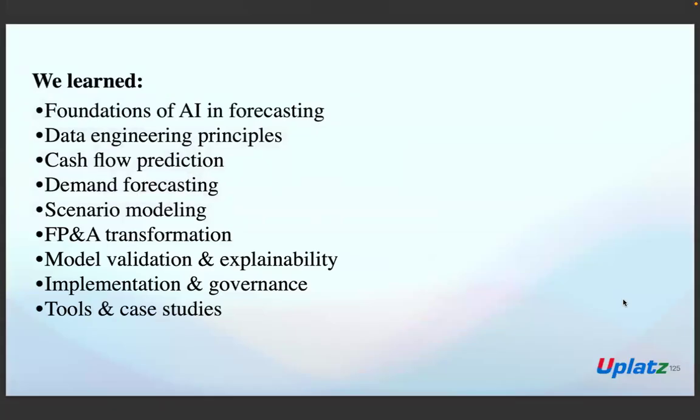So far, we have learned the foundations of AI in forecasting, data engineering principles, cash flow prediction, demand forecasting, scenario modeling, financial planning and analysis transformation, model validation and explainability, implementation and governance, and tools and case studies.